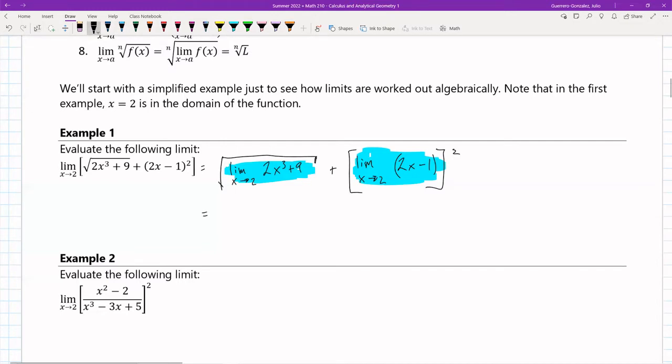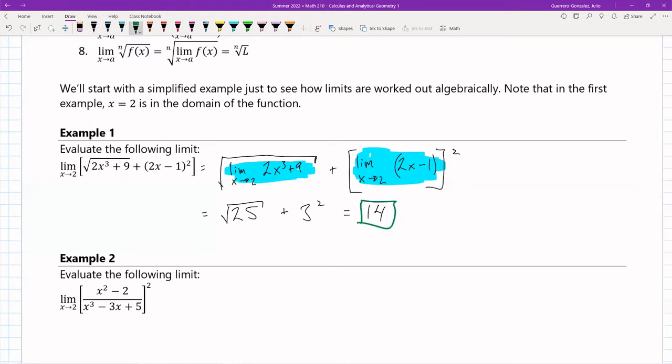This is going to be 25, the square root of 25. And this right here is going to be 3 squared. That's what's going to happen for that tail bit. And if we put these both together, we get the answer 14. And we are done.